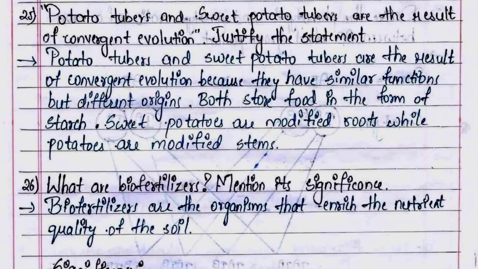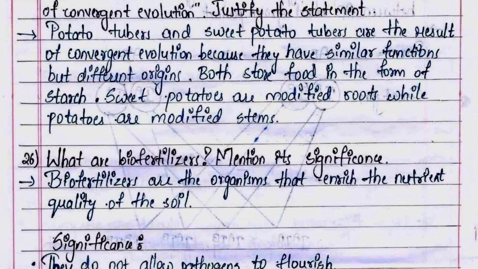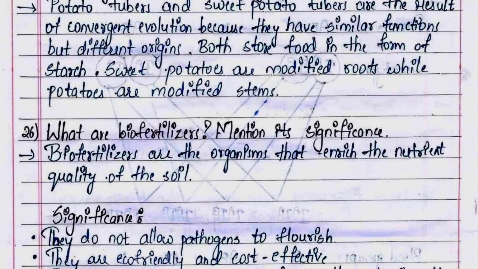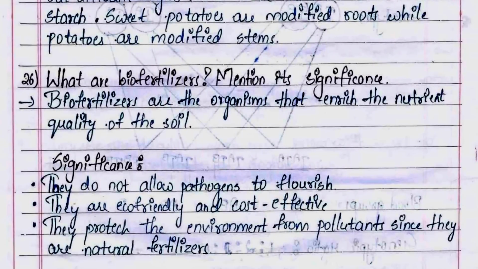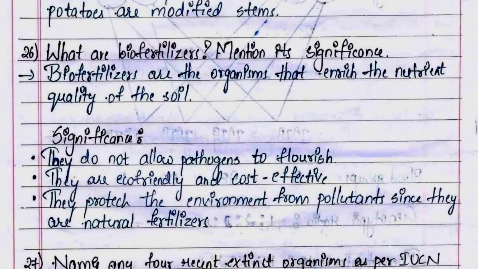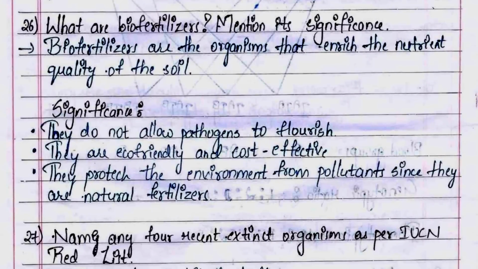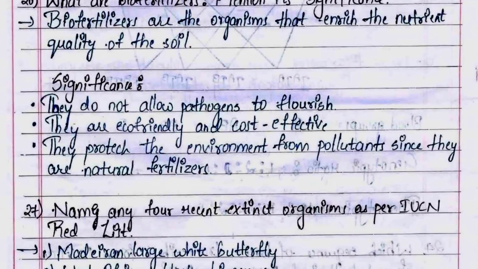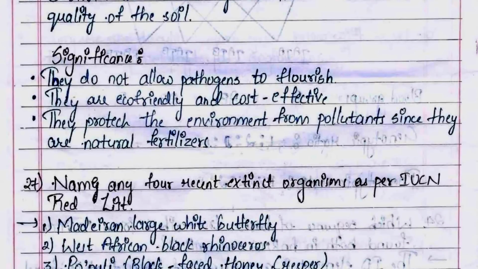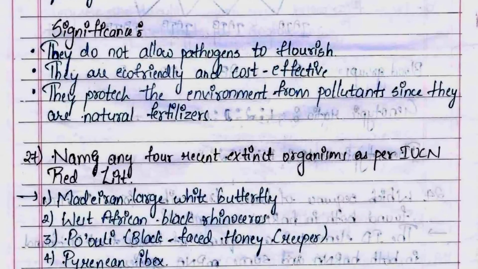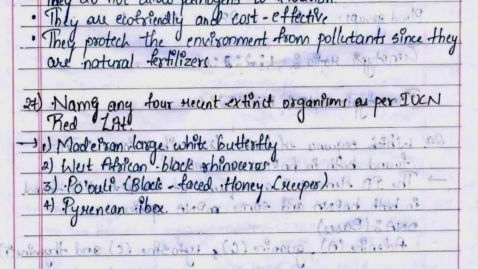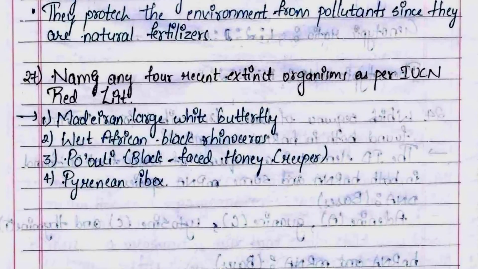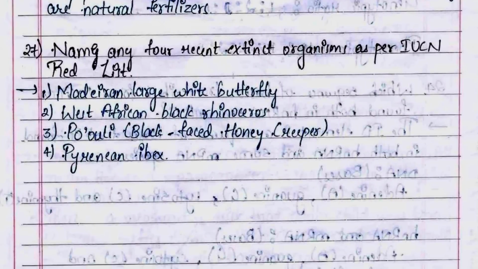What are biofertilizers? Mention their significance, and the answer is below. 27. Name 4 recently extinct organisms as per the IUCN Red List, and below is the answer.